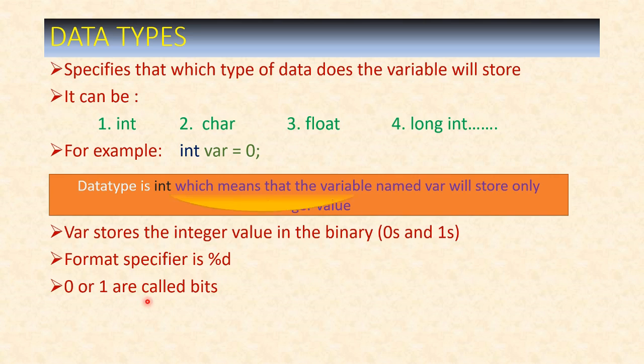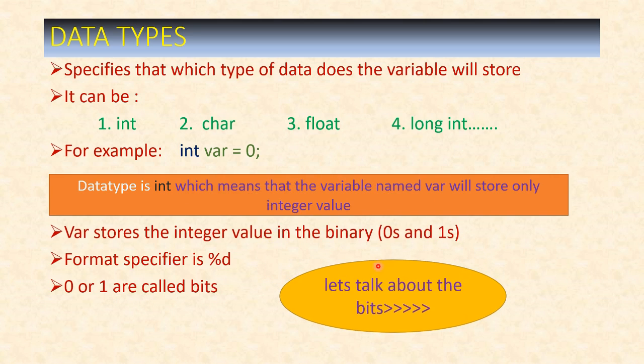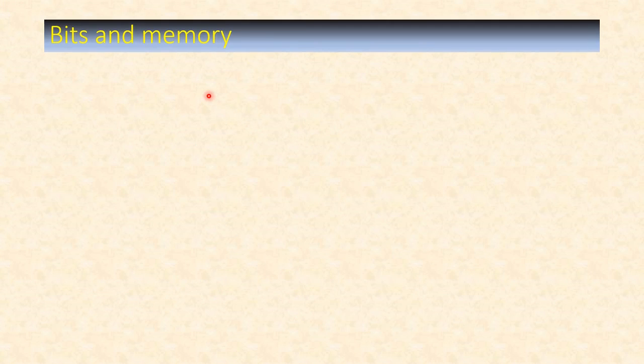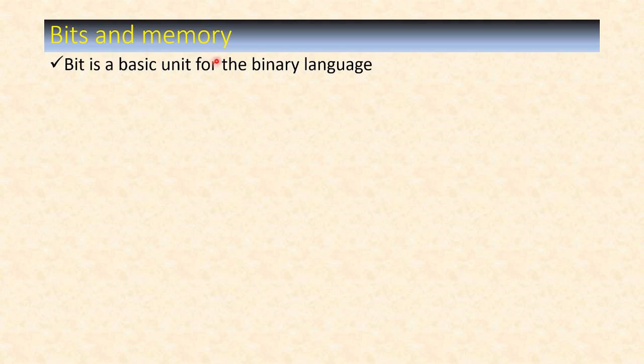We already know this. So let's talk more about bits, what these are and why we need them. We will also correlate these bits with memory. So let's start. What is a bit? A bit is a basic unit for binary language. Like we have alphabets in the English language, similarly we have the bit, which is 0 and 1, as the basic unit for this language. And a bit can have only two values, 0 and 1.